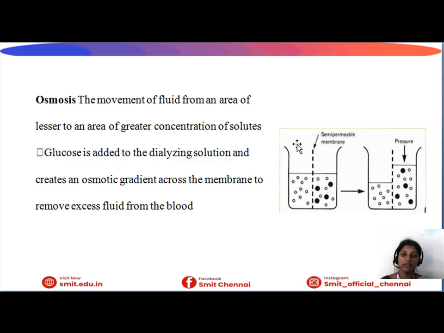Here we will have two containers. Here we will have greater concentration and this is lesser concentration. Here an osmotic gradient membrane will be created. So solutes will be moved from the lower concentration to the higher concentration bowl.